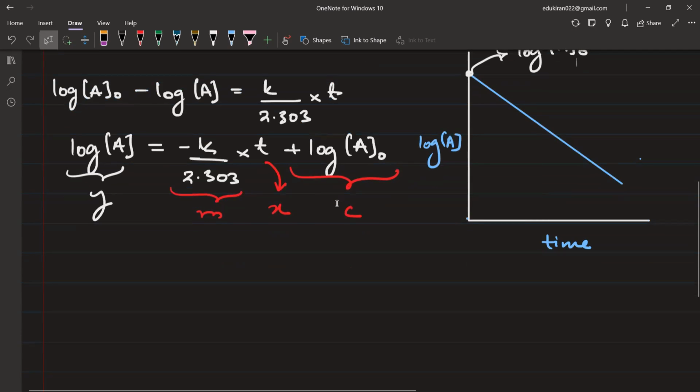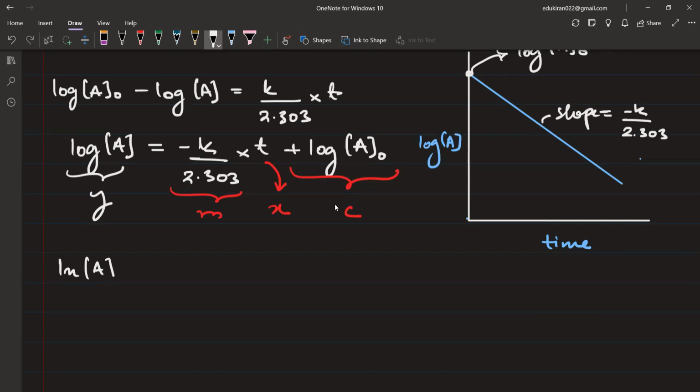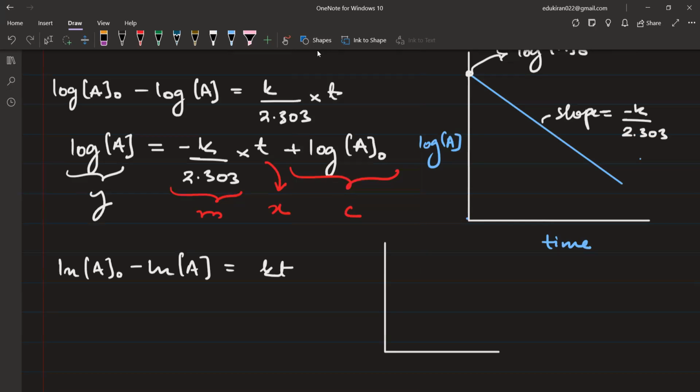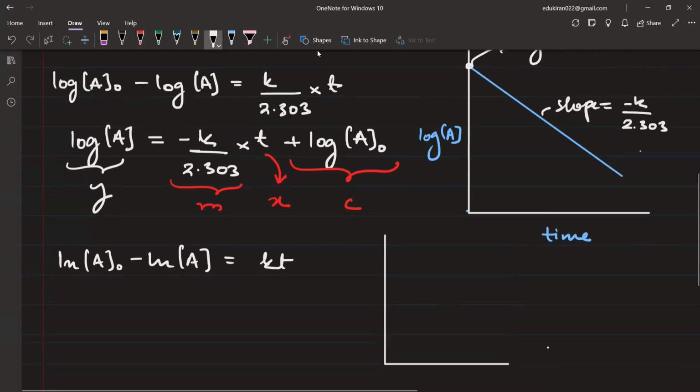Okay, and a similar graph will be made. Now in this case the slope is what? Slope is equal to minus K upon 2.303. You can make a similar graph using ln A naught minus ln A equal to KT. Please remember this 2.303 will not be there because we are using natural log. In this case, the graph will be the same. Everything will be same except the slope.